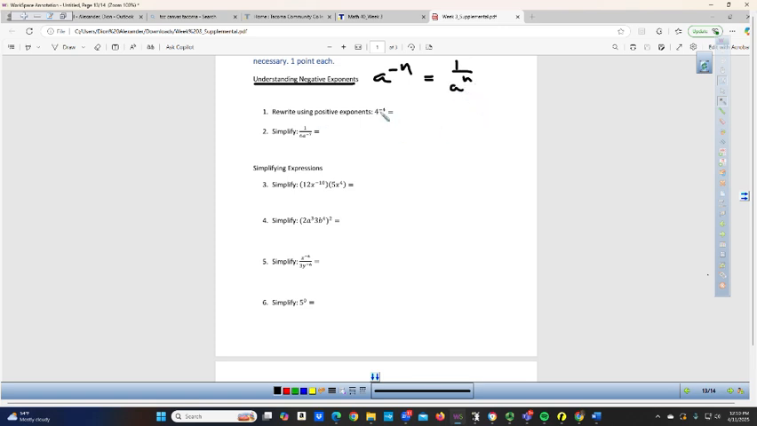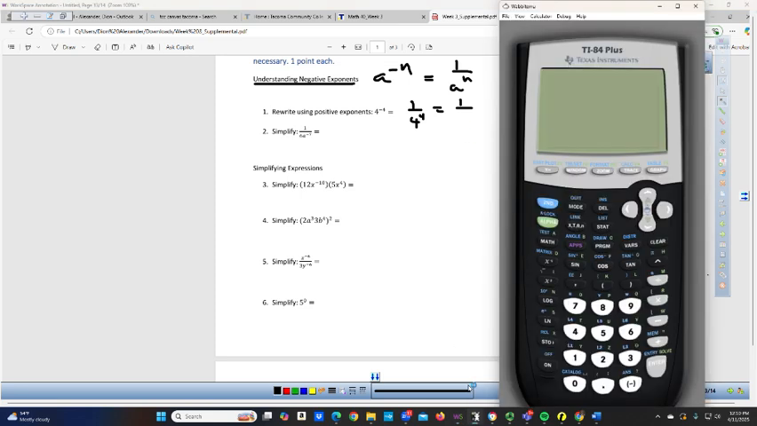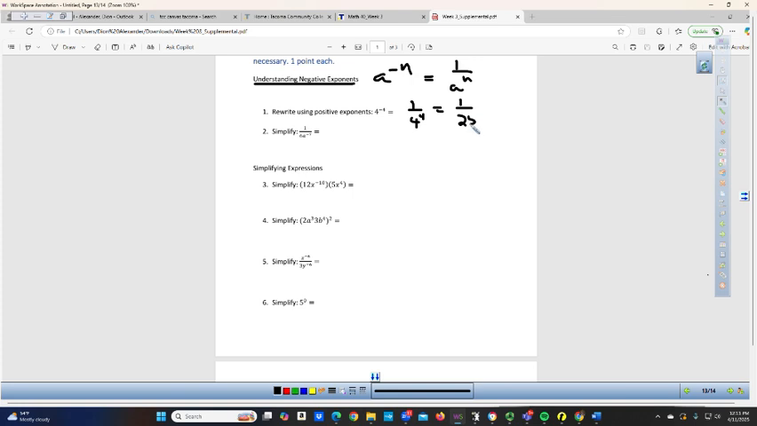So if I have 4 to the negative 4, I'm going to just reciprocate that and make the exponent positive, right? So my solution for this is going to be 1 over 4 to the fourth power. What's 4 to the fourth power? 4 to the fourth, I think is, yeah, 256. So 1 over 256 will be our solution.